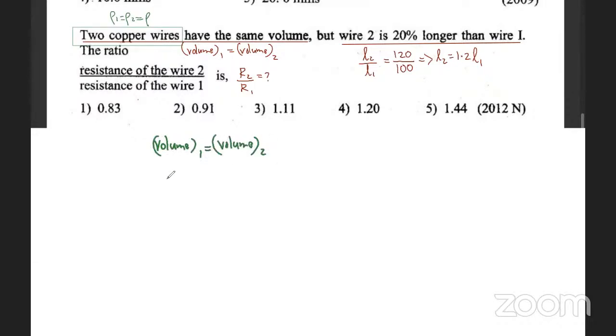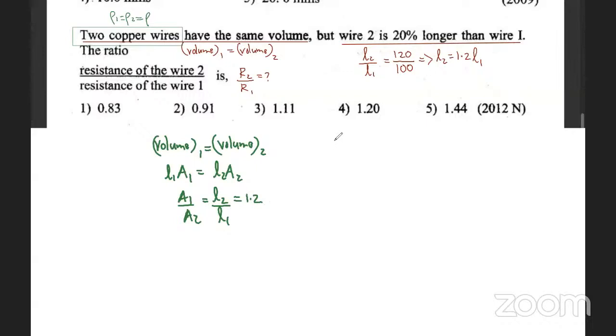Volume of wire 1 can be written as L1 A1, and volume of wire 2 as L2 A2, length into cross-sectional area. Now A2 over A1 is what I need, but A1 over A2 is also okay. A1 over A2 is equal to L2 over L1, and we already know what L2 over L1 is. L2 over L1 is 1.2.